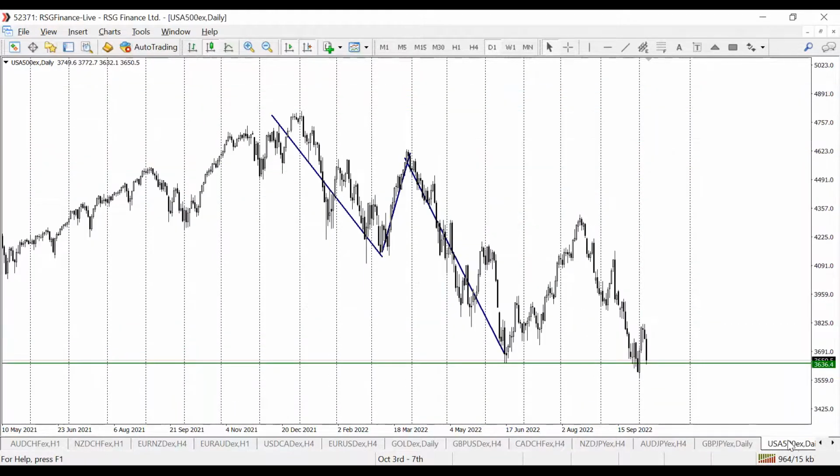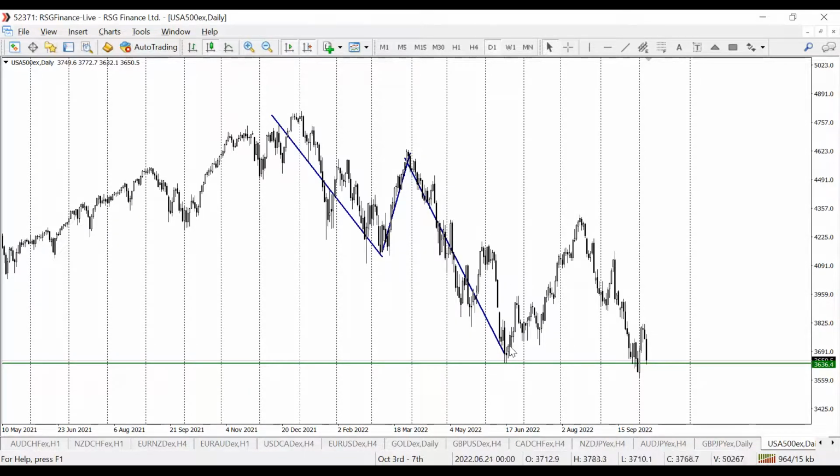And lastly, we have USA 500, which is the S&P 500. Last week I showed you that we broke the last low, which is the 3636.4 level. Just immediately after that, we began to see correction in the dollar, and we saw massive gain in the stock market. But you see how that was short-lived.